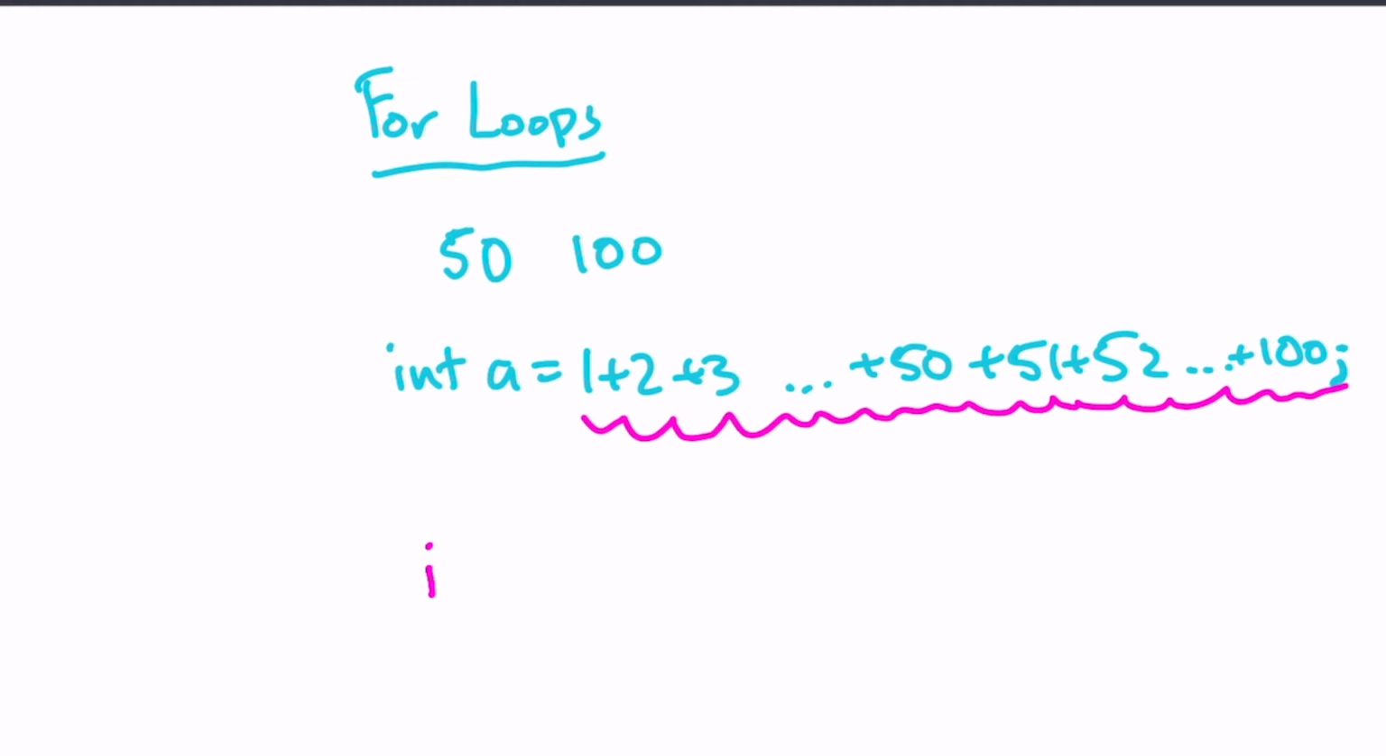Let's say we can have i at every single value, right? And let's say we have a variable sum is equal to 0. For now, I'm just going to write for loop. And inside this for loop, we do sum is equal to sum plus i. So let me show you how this would work.